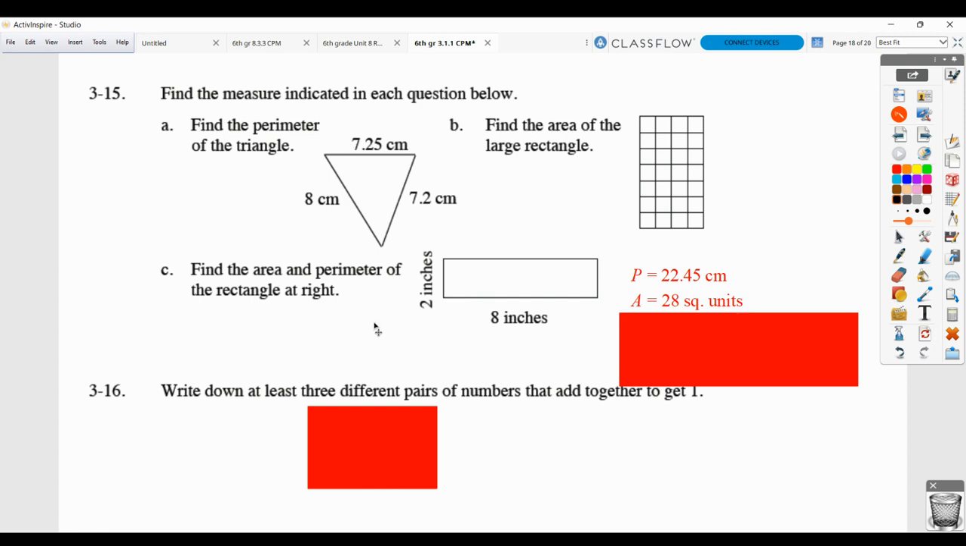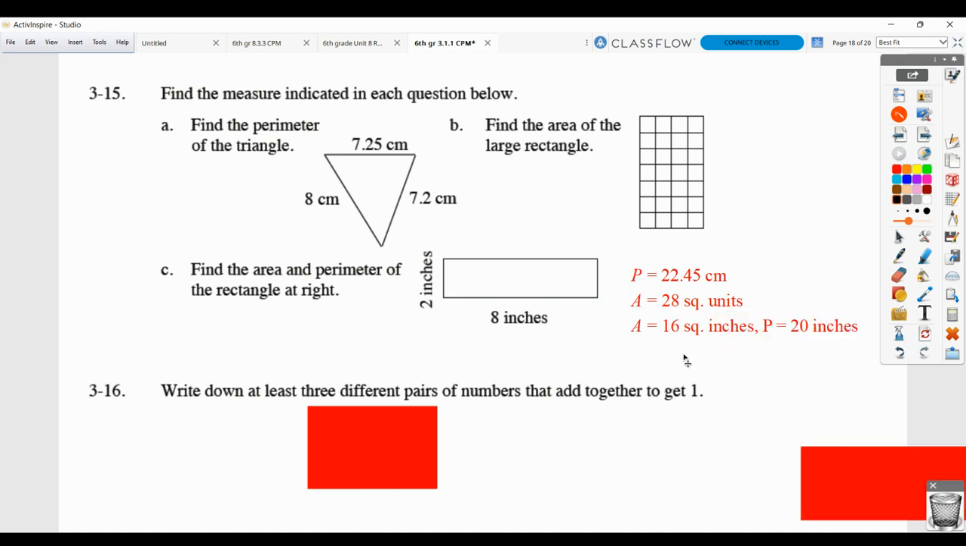And for this one, again, I should see how did you find the area and how did you find the perimeter. So just having the answer like I have is not going to be adequate. For the area, I want to see that you multiplied 2 times 8 or 8 times 2 and got 16 square inches. And for perimeter, that you added 8 plus 2 plus 8 plus 2 to give us 20 inches.